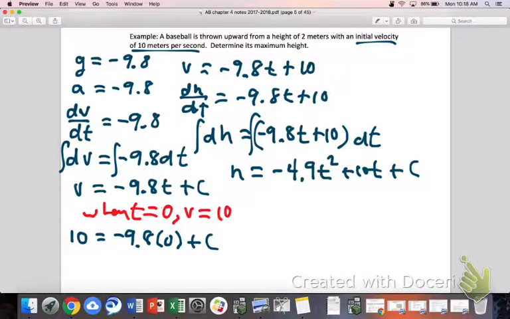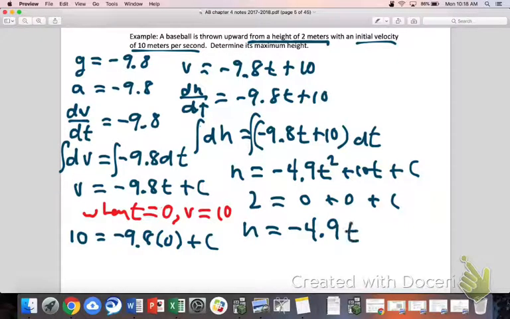How on earth am I supposed to find the c? Plug in 2 and then plug in 0 for initial. Yeah, from an initial height of 2 meters. That means when t is 0, h is 2. So 2 equals essentially 0 plus c. So obviously c is 2. So here is my height equation finally. This is going to finish in an interesting way.